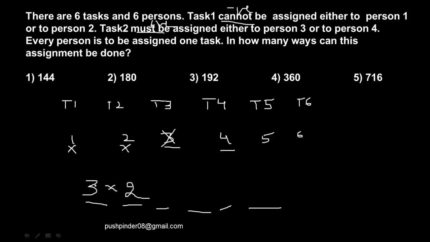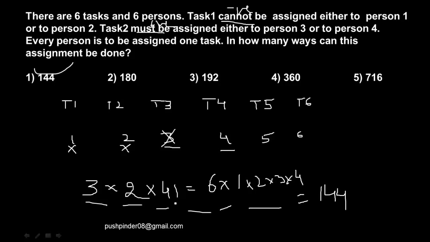So now how many tasks are left? There are 4 tasks left. And how many people are left? There are 4 people left. No condition, 4 factorial, right? Even if we calculate that, that is 1 into 2 into 3 into 4. So this is the definition of 4 factorial. So that is 12, then 72, and 144, right? I hope everyone is understanding what I'm trying to establish here.